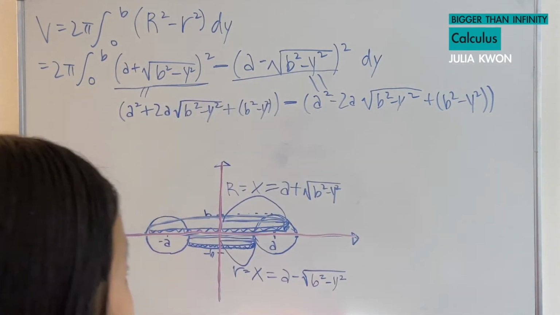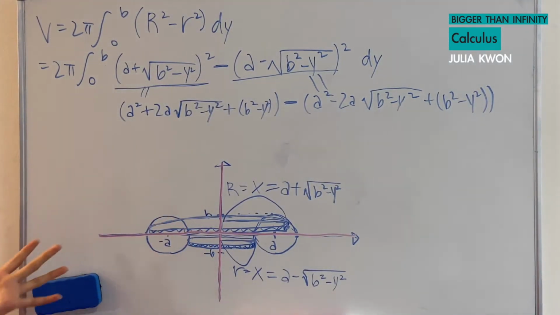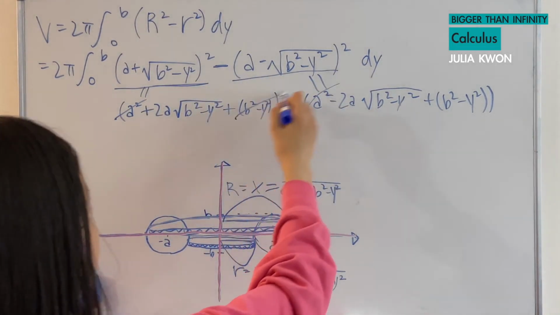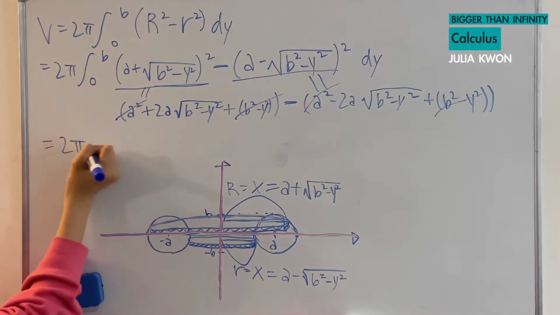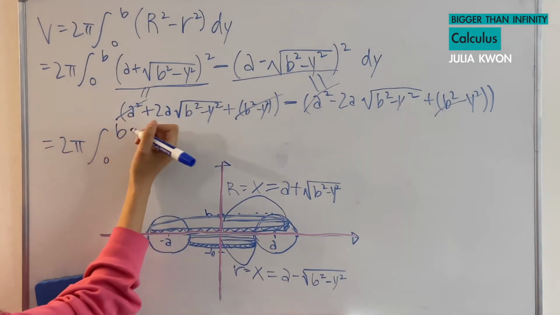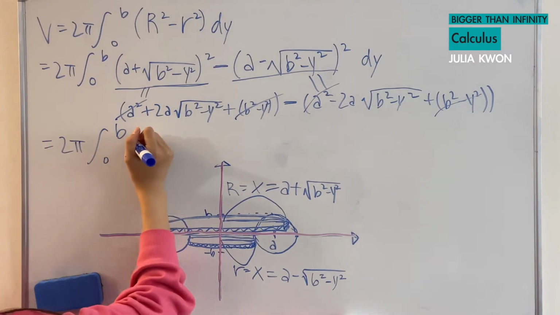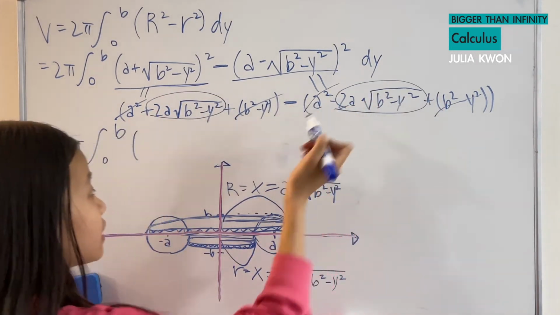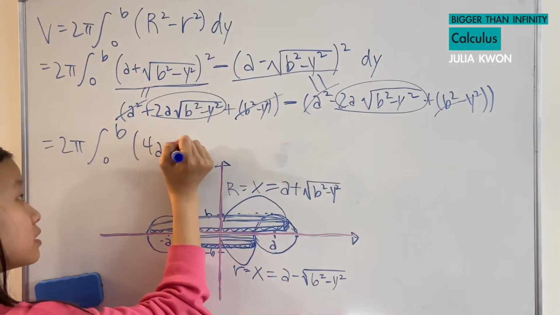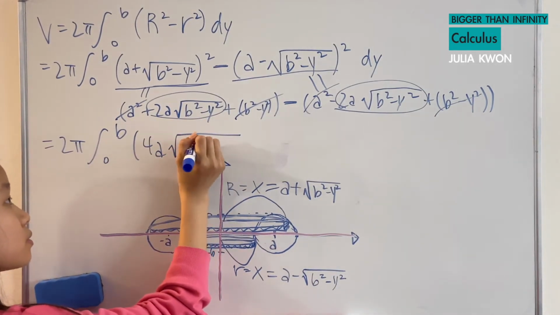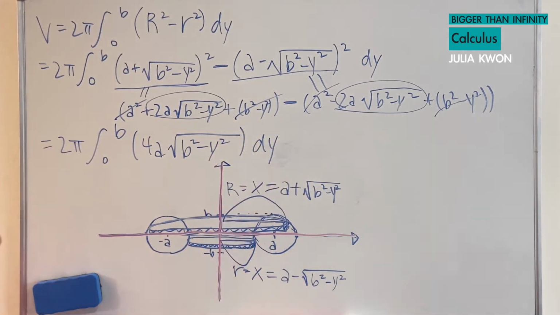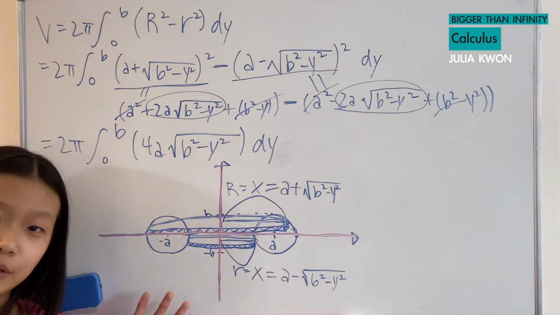And as you can see, we can cancel some things out, like these two and also these two. So now that we simplified our integral, we can rewrite it as, we're just going to add these two, since we have negative in the front. 4a times the square root of b squared minus y squared dy. Okay, now from here, we really don't need the graph anymore, so I'm also going to erase the graph.